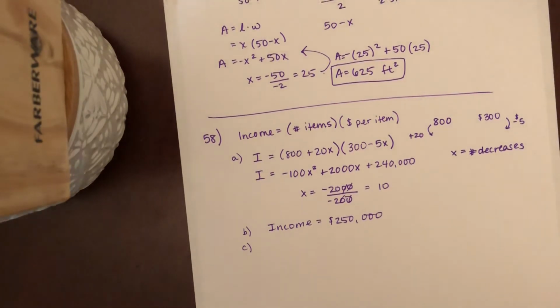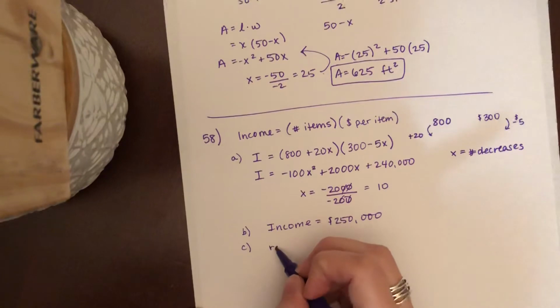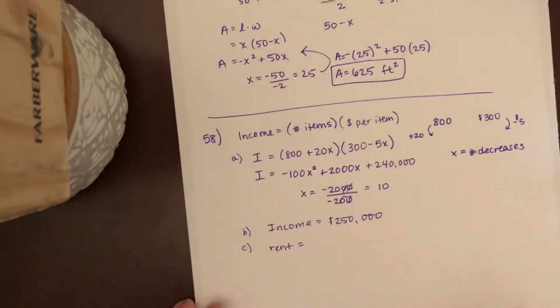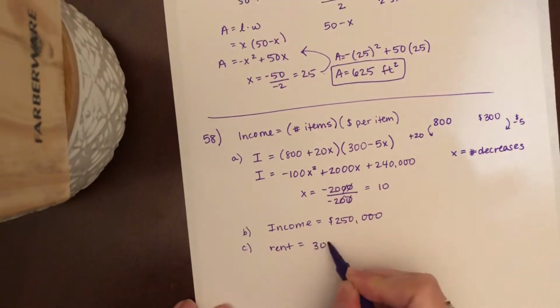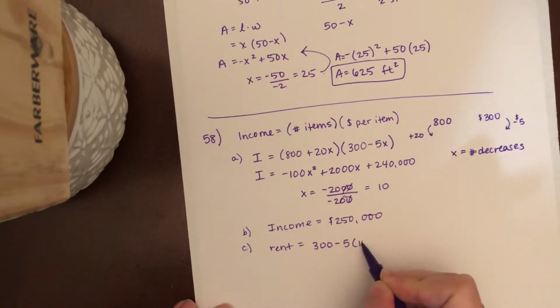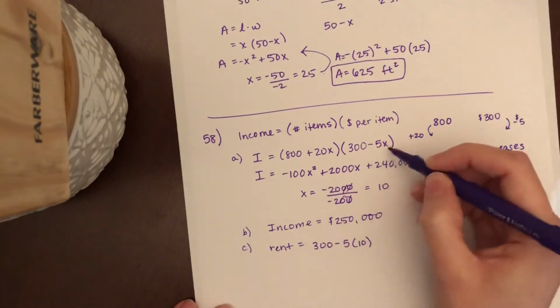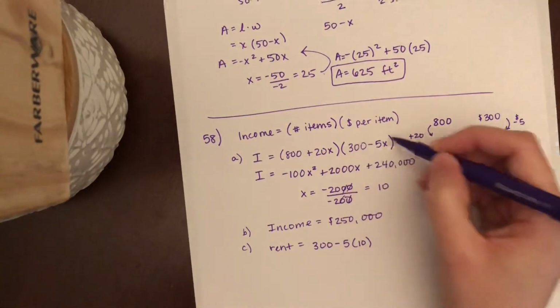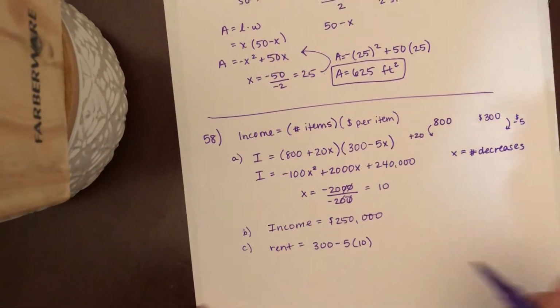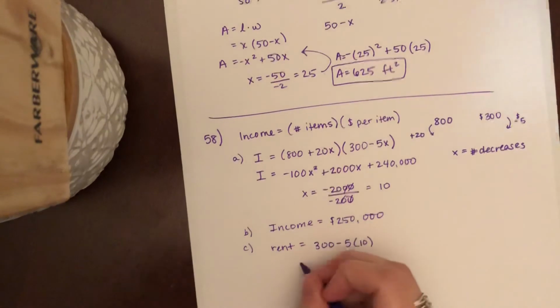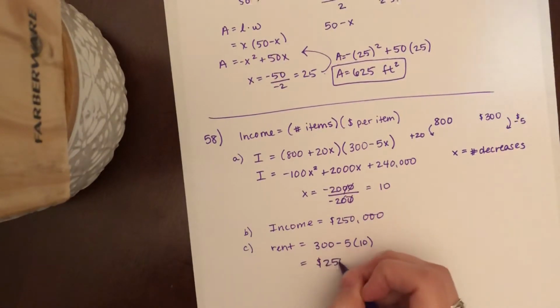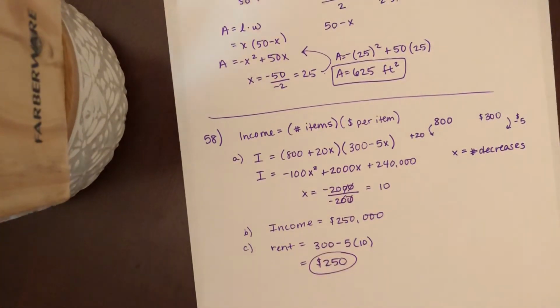The last part is what rent. So what should the rent actually be? The rent was $300. We're gonna decrease it by $5 10 times. So really we're just plugging it back in for X, just for the rent. So if we subtract 50, a rent of $250 will yield a maximum income.